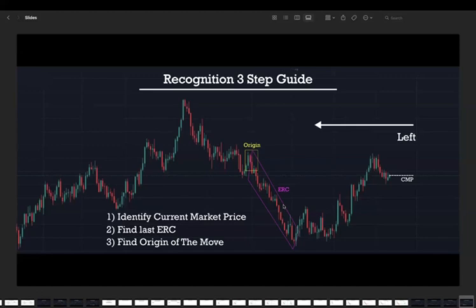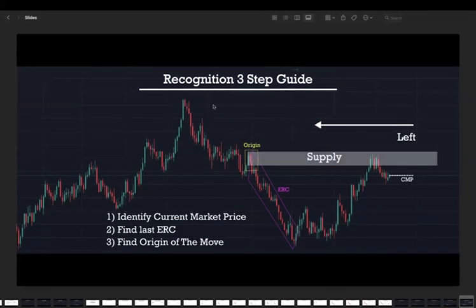Remember, we learned the patterns: drop base drop, rally base rally, drop base rally, or rally base drop. So same as here, you identify the pattern, and the base is equal to your origin. As you can see here, we have drop, base, drop. And this base here becomes the origin. And the zone of the origin is exactly your supply or demand. Okay, there we go. That's how you identify it.